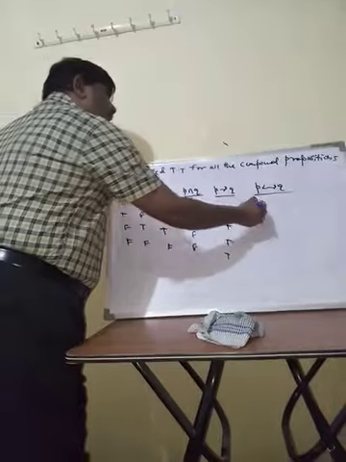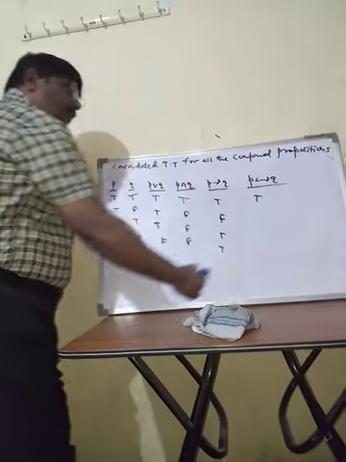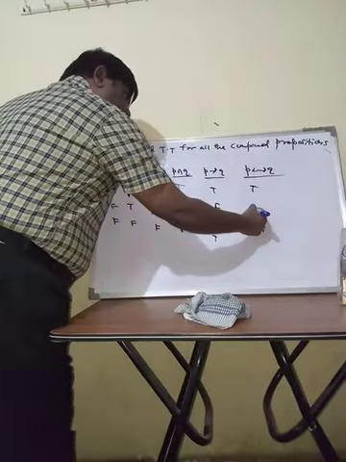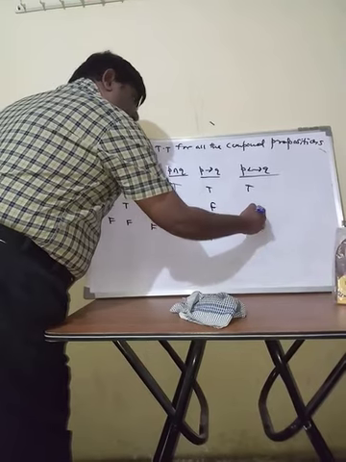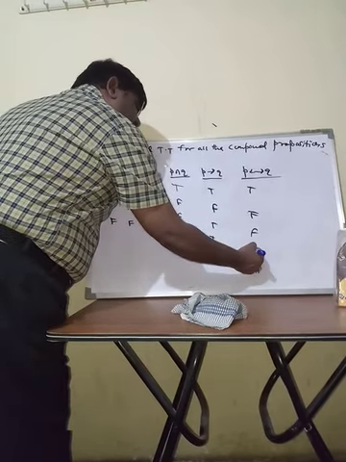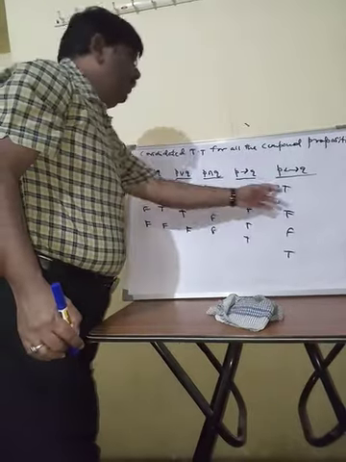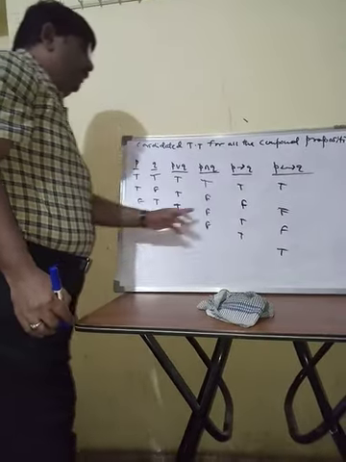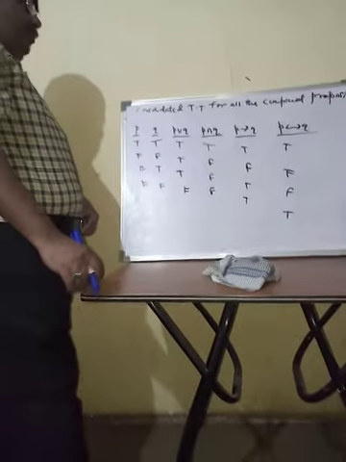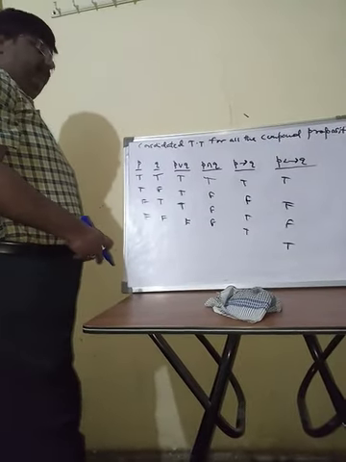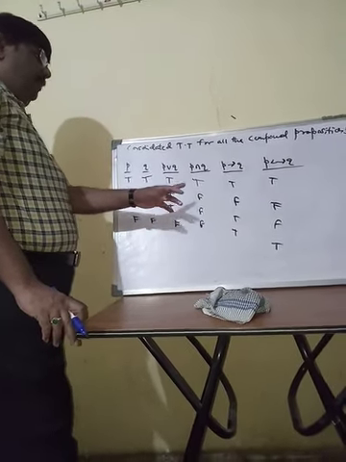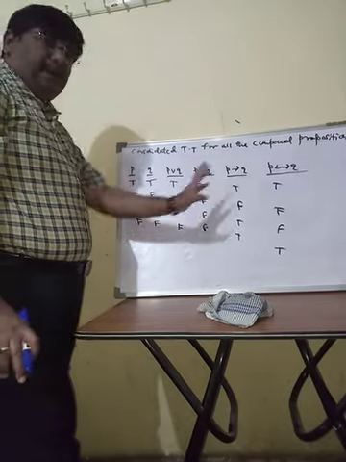Then for biconditional, if both of them are true, it is true. If one of them is true and one of them is false, it is false. False, true. If both the simple propositions are true, true. If both the simple propositions are false, the compound proposition biconditional is true. If one of them is true and one of them is false, then it is false.